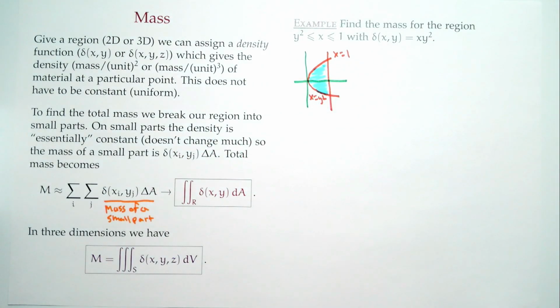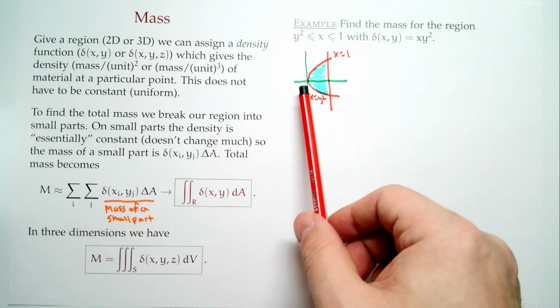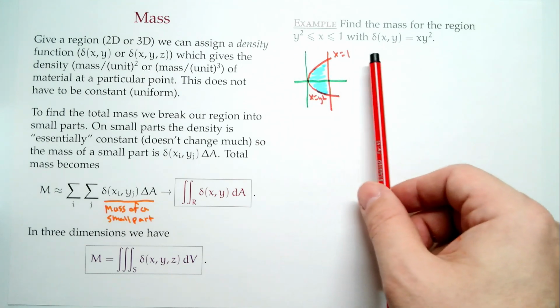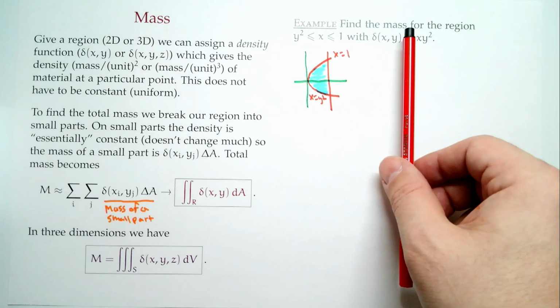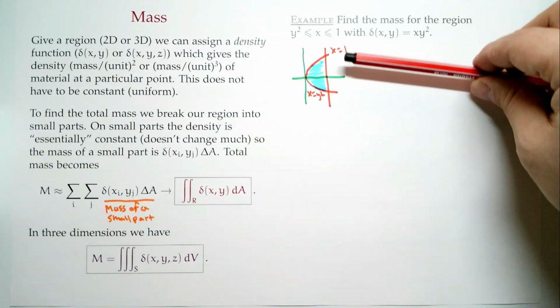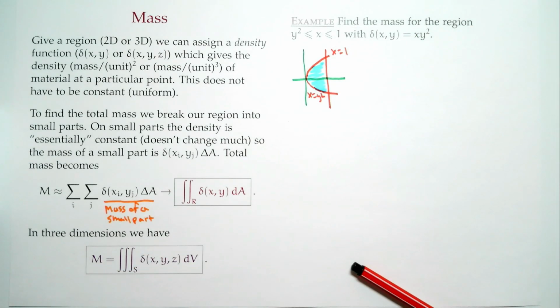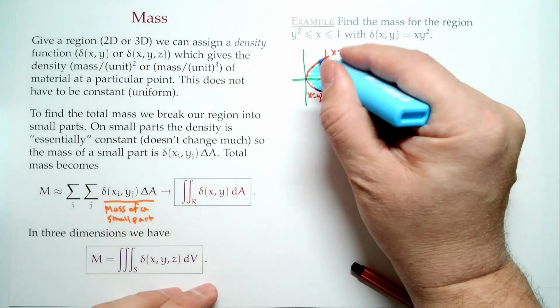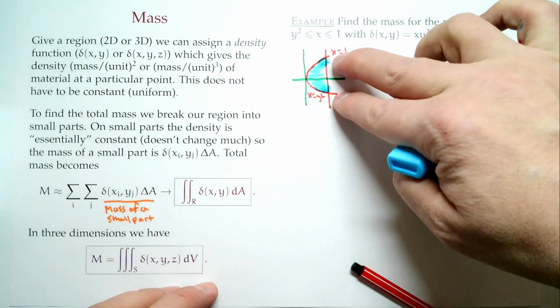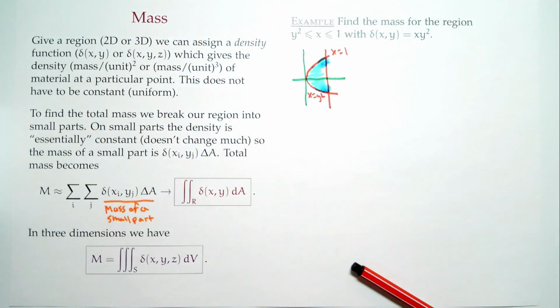And we can see a couple of things. First off, because our density is xy squared, the further we move to the right, the more dense we get, because x moves up as we move to the right. We can also see, because of the y squared, that as we move away from the y-axis, again, we increase. So what's happening is that we tend to be more dense up here towards these corners, and we tend to be less dense here, for example, near the origin. So this is something where I have my density varying with both x and y.